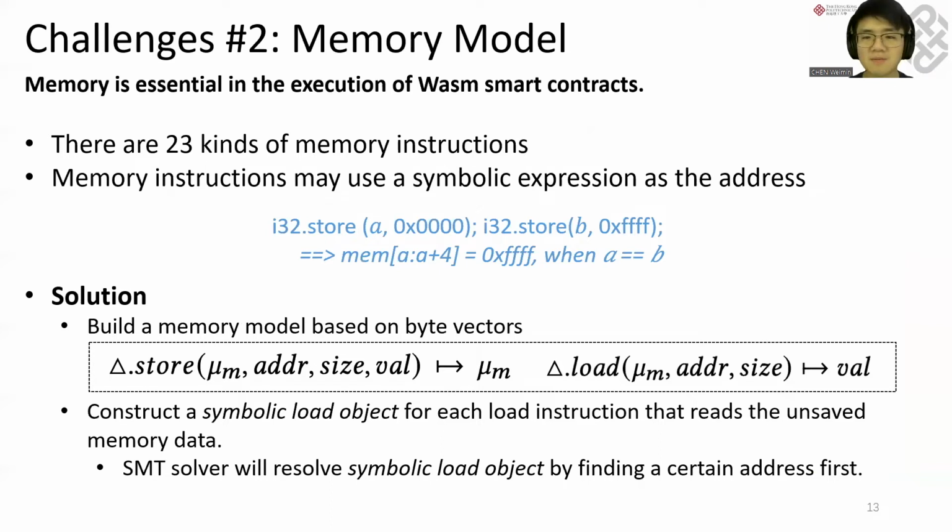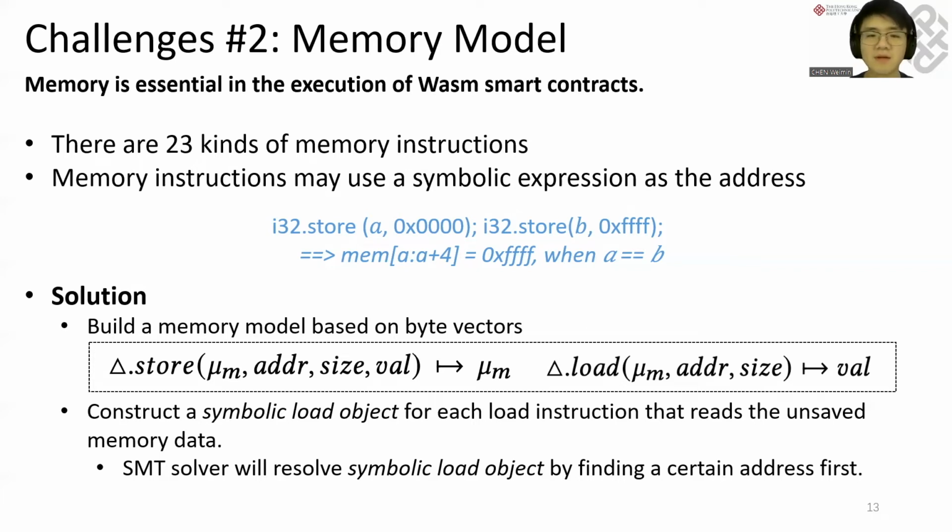During concurrent fuzzing, a memory instruction may use a symbolic expression as the address. For example, there are two nested store instructions highlighted in blue, which set the value in address A as 0 and then store FFFF with the address B. Only when A and B are equal can we know the data from A to A plus 4 is FFFF rather than 0.